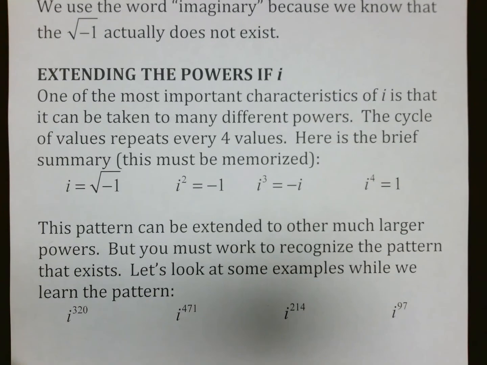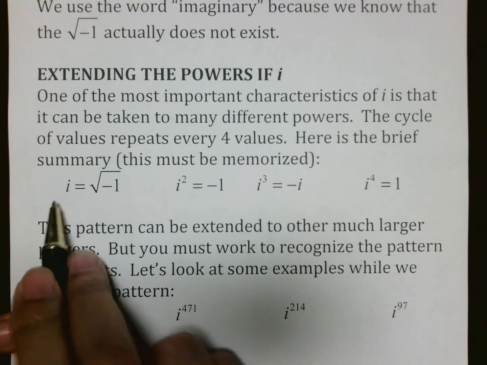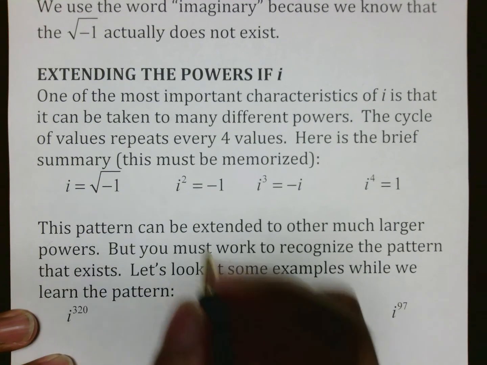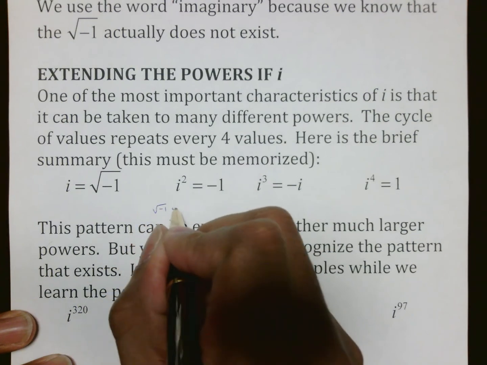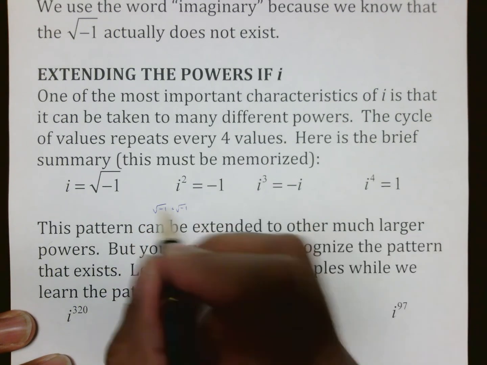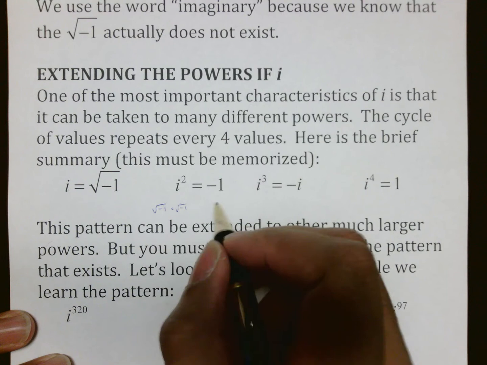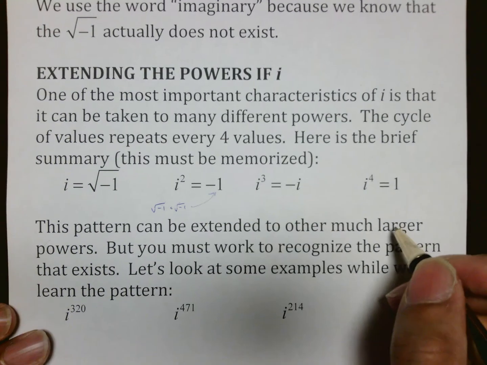Extending the powers of i, one of the most important characteristics of i is that it can be taken to many different powers. The cycle of values repeats every 4 values. Here is the brief summary that must be memorized. i itself, of course, is the square root of negative 1. If I take the square root of negative 1 times the square root of negative 1, then the square root goes away, giving us negative 1.